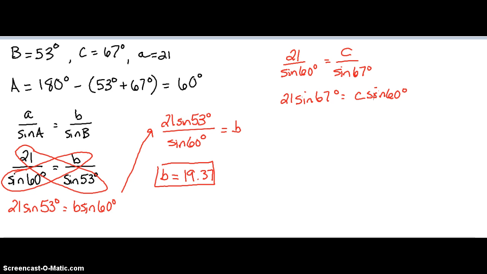And because I'm solving for C, I want to divide both sides by the sine of 60 degrees. So I'm left with 21 sine of 67 degrees over sine of 60 degrees is equal to C. And if we punch that in on the calculator, round it to the nearest hundredth, we get 22.32 is equal to C.